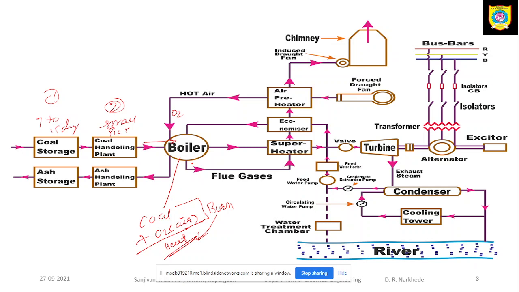Now what to do with that heat? Why do I require the heat over here? Because I require the heat to increase the temperature of the water. I want to generate the steam inside the boiler. The function of boiler is to generate steam. What is the function of boiler? The function of boiler is to generate steam. Okay, so I want to generate the steam. And how is the steam generated?